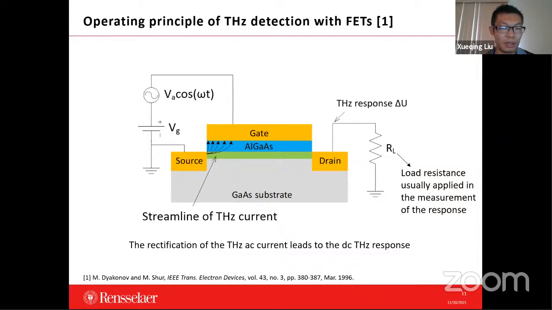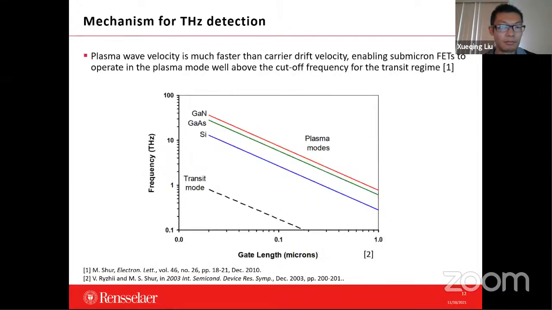Because of the nonlinearity, the terahertz AC current could get rectified, which will lead to the measurable terahertz DC voltage at the drain, which is known as the terahertz response. In the practical application of the terahertz detectors, we usually have a low resistance applied in the measurement. The mechanism for terahertz detection is because the plasma wave velocity is much faster than the carrier drift velocity. This will enable the submicron field effect transistors to operate in the plasma mode, which is well above the cutoff frequency of the transistors.